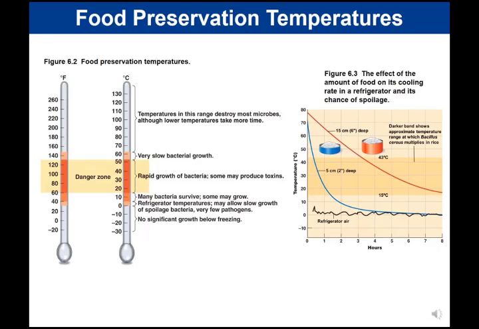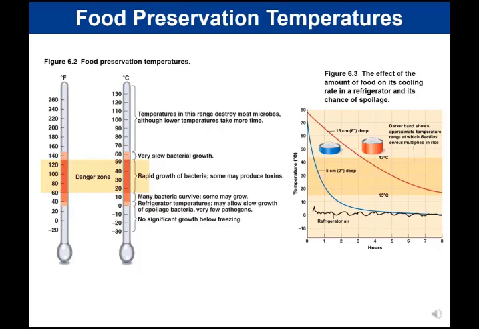If we look at temperatures below the danger zone, about 15 to about 5, many bacteria survive. Some might grow at that temperature. Refrigeration temperature may allow slow growth. And typically once we get below freezing, so below 0, we're going to get no significant growth. So freezing food, for example, is a good way to preserve it, because most microbes can't grow below 0 degrees Celsius.